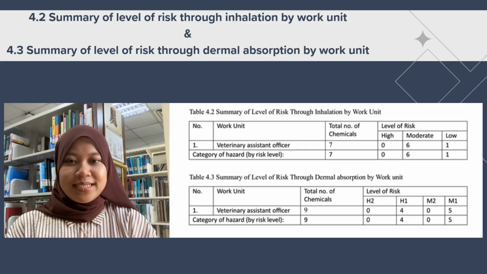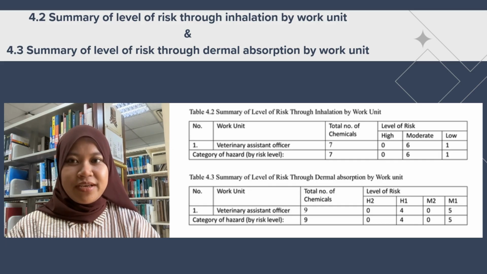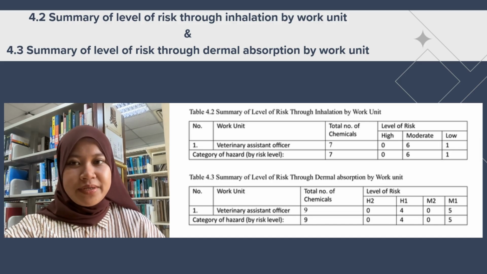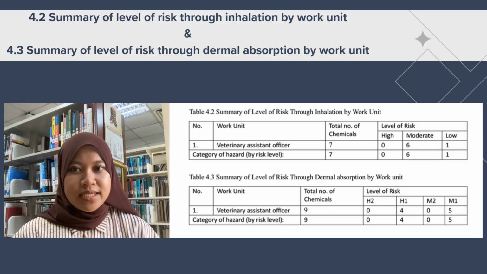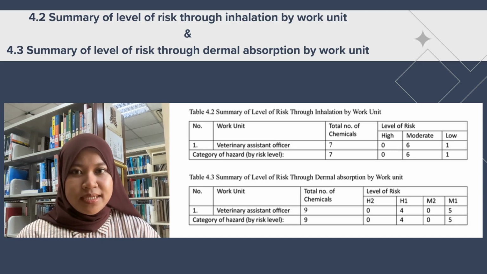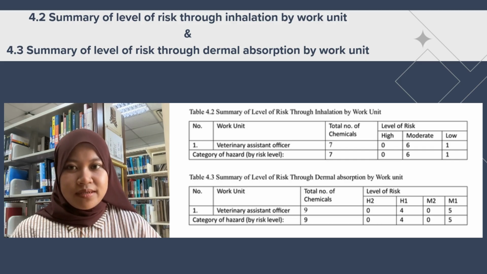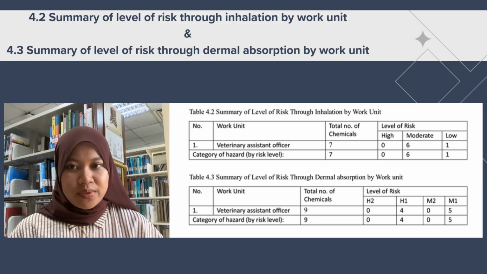My name is Najiha, and today I will talk about the summary of the level of exposure risk through inhalation and dermal, and the summary of the action priority. Let's start by looking at Table 4.2, which details our inhalation risk assessment. We evaluated a total of 7 chemicals, and the data show that 6 out of 7 chemicals present a moderate risk. This means that they don't pose an immediate emergency, but they still require steady monitoring and solid control measures to keep workers safe. On the bright side, only 1 chemical was identified as low risk.